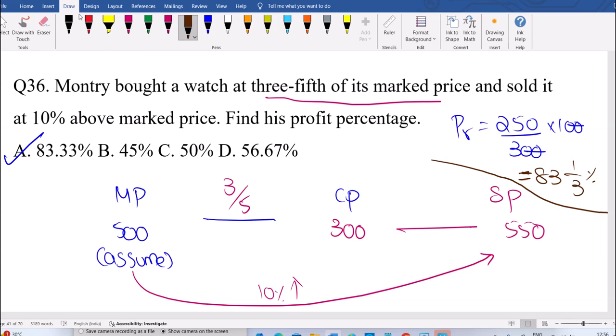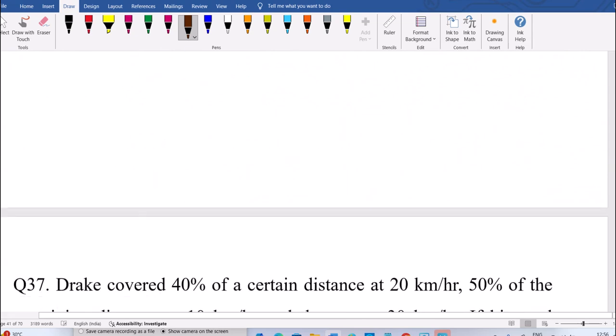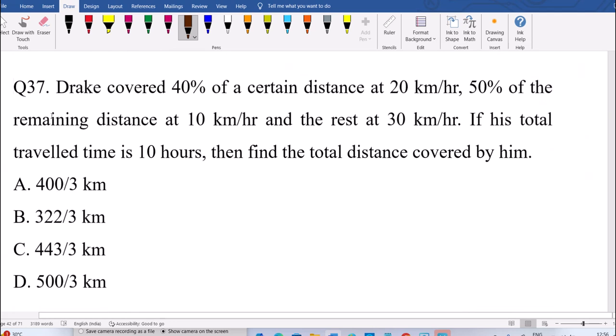Option A is correct. So let's see about the next one. Done. Now see this question. It's a good question related to time and distance.